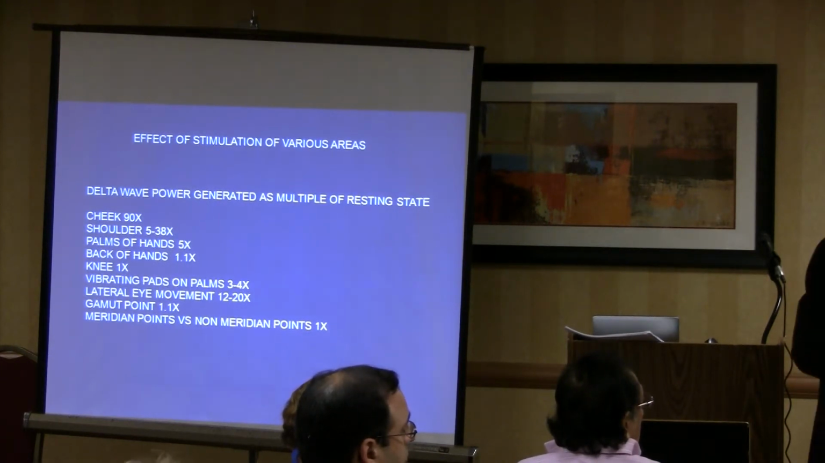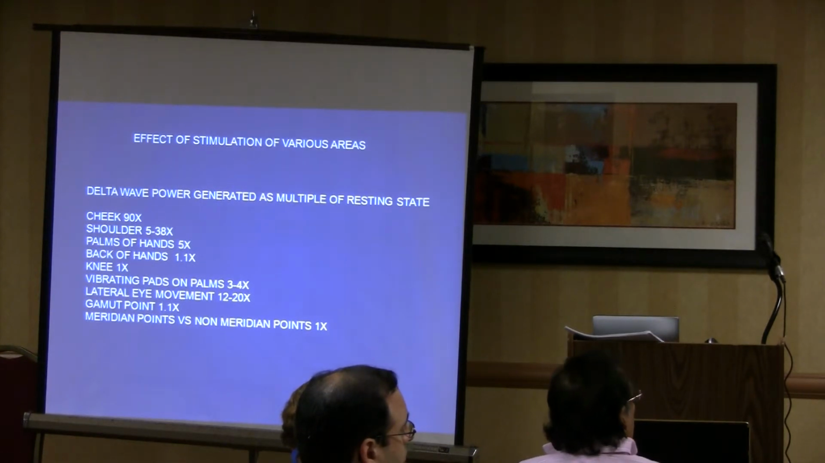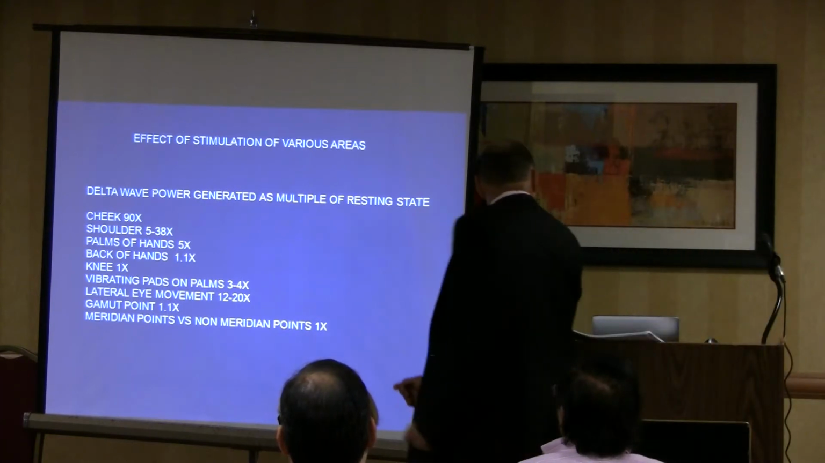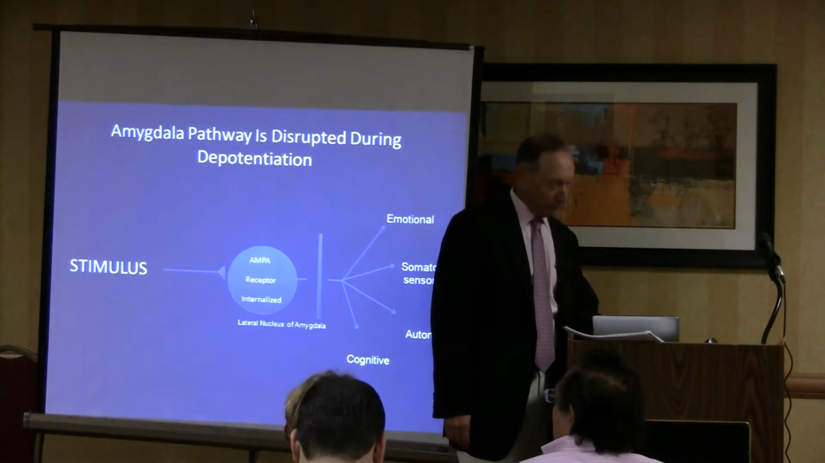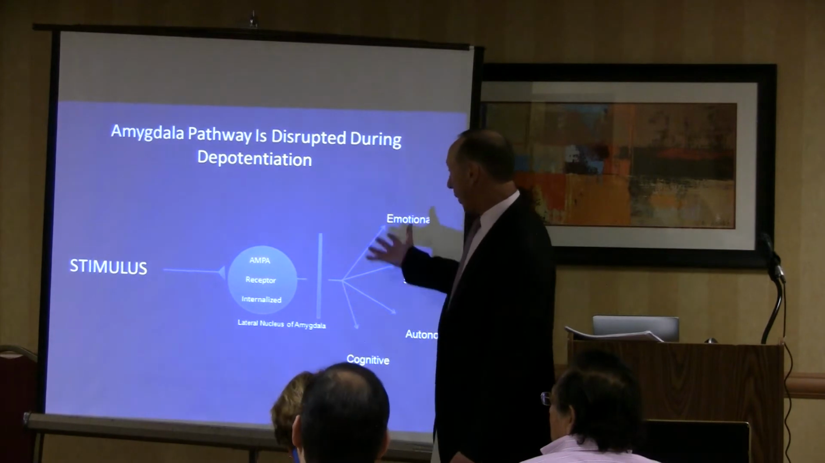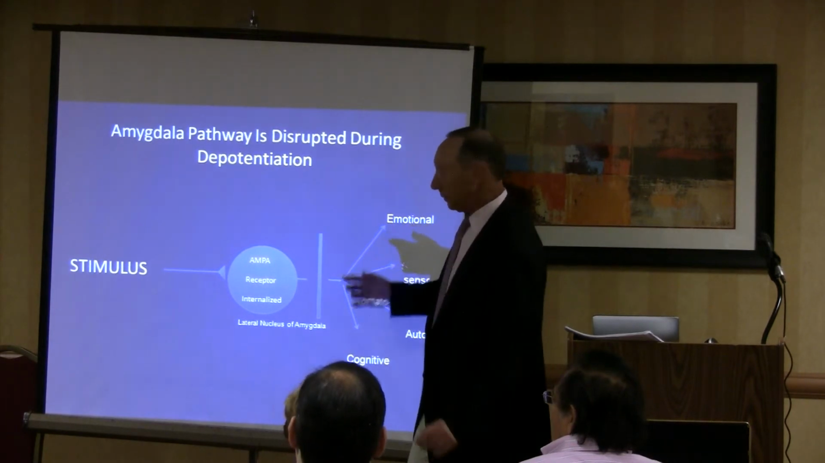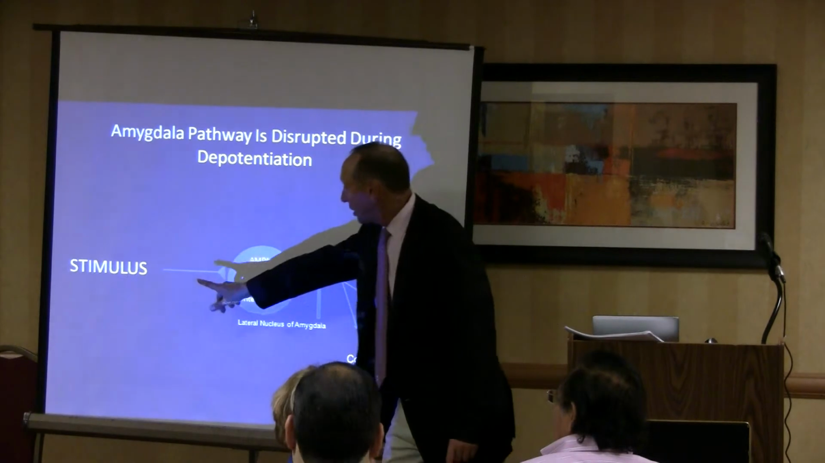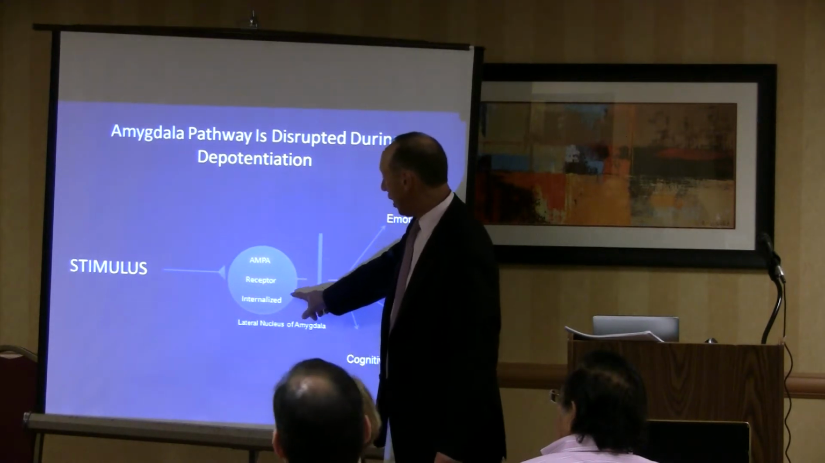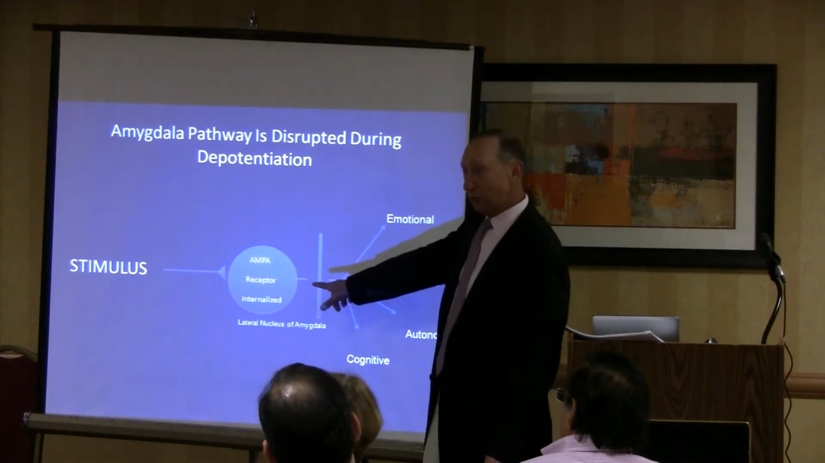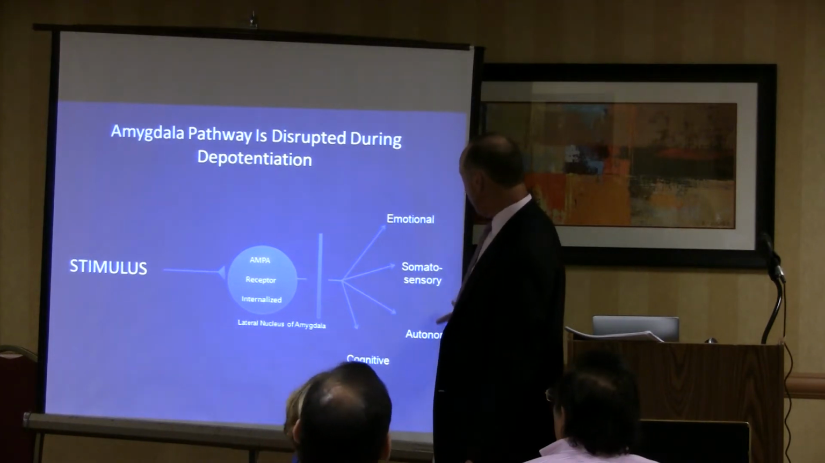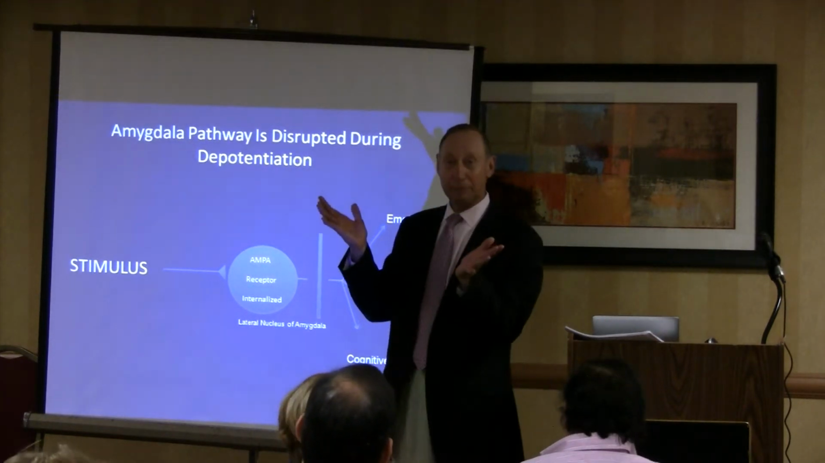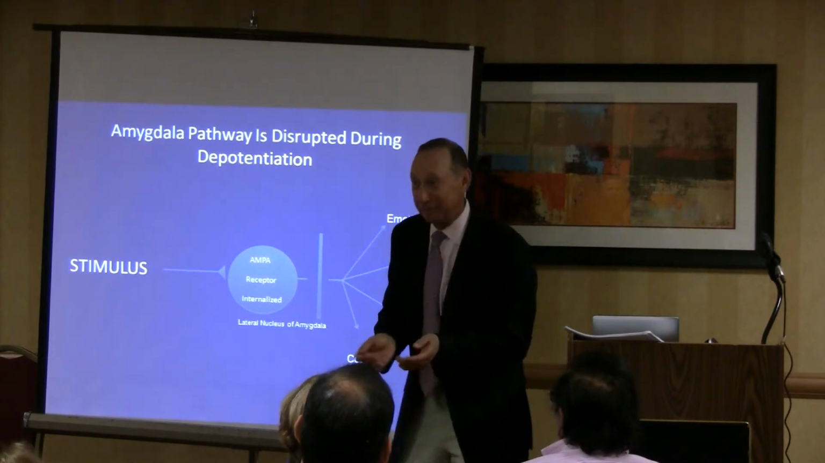Okay. And as you explained that process, you said you wanted to leave the activated receptor in place because. We're going to show you. So, just quickly, let's see. What happens: stimulus comes in, AMPAR receptor internalized, in the lateral nucleus of the amygdala, the emotional, somatosensory, autonomic, cognitive things gone. How does this work?